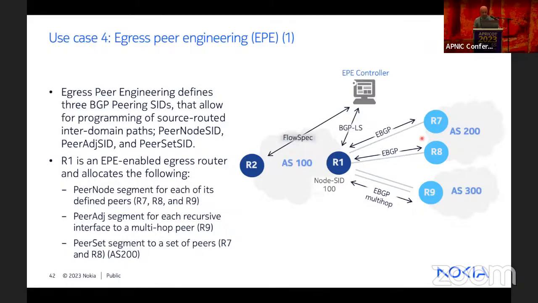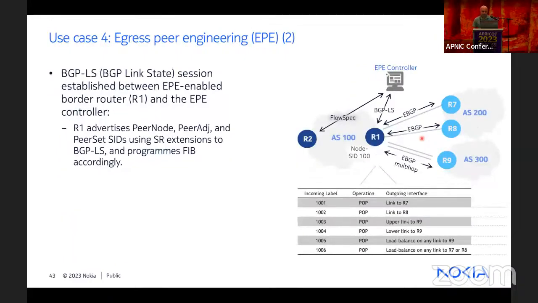What we want to do here is be able to do a more granular forwarding of traffic, on whatever basis, across these links to the different ASs. So we configure BGP egress peer engineering on the router R1. When you configure it, you'll find that in most implementations, it automatically generates the peer node SIDs and the peer adjacency SIDs. The peer set SID is something you might have to configure, because that's more of a configurable quantity. It's not obvious which nodes you want to be part of a single set. So you do that, and it assigns SIDs for all of these things: the three types, the peer node, peer adjacency, and peer set SIDs.